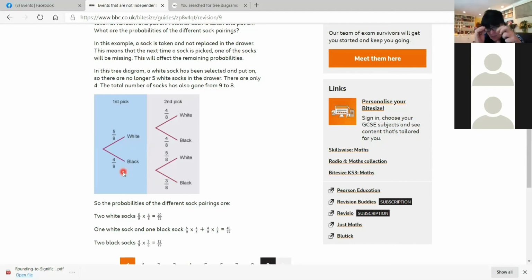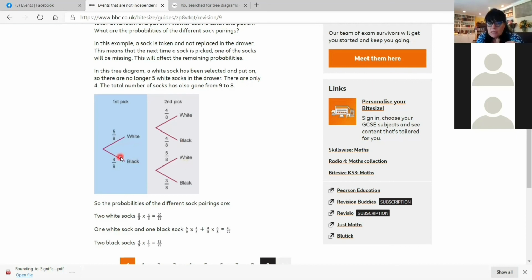All right. So if the first sock you take is white, then your white socks will go down from 5 to 4 for the second pick. Does that make sense? Yes, ma'am. But the total number of socks in the drawer has to be 8. They're not 9 anymore. And then the black socks will remain at 4, but there'll only be 8 in total. So from 5/9, it goes to 4/8. You haven't taken a black one, so it stays at 4/8.